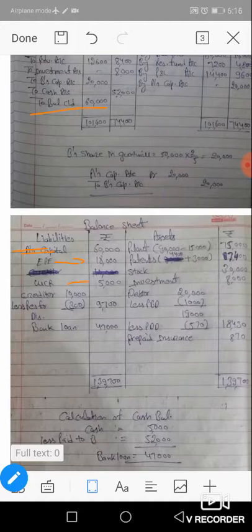WCR is given in other information, a new WCR is created with 5,000 rupees. So WCR is transferred to the balance sheet liability side, 5,000 rupees. Creditors are given as 10,000 and 3% discount. So 10,000 multiplied by 3% is 300, then net creditors are 9,700. Okay, bank loan, leave it for now. We will see it later at the end of the balance sheet.